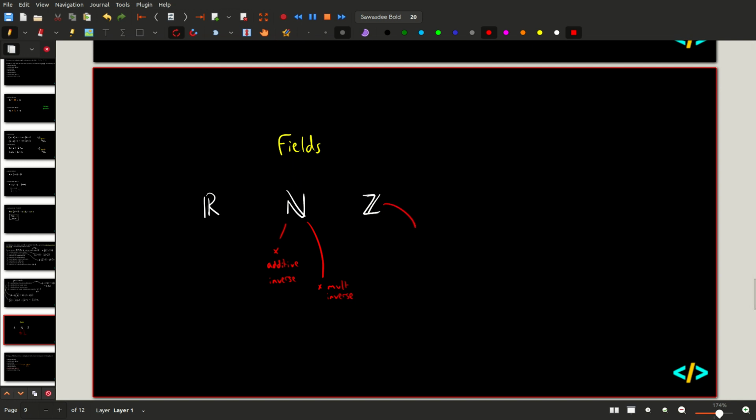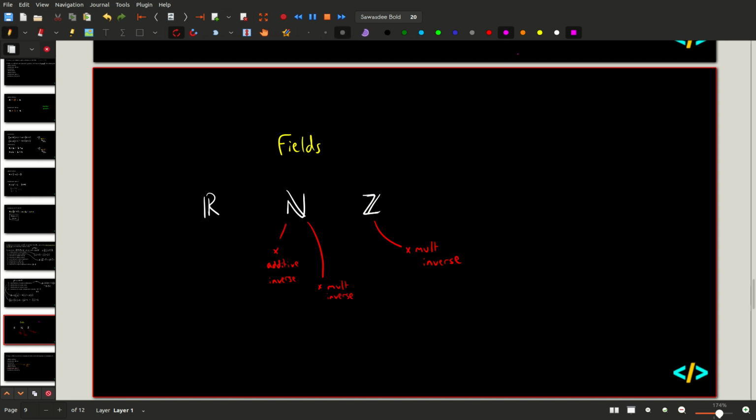We can't use integers. Why? We wouldn't be able to use integers. As Ollie said, we don't have a multiplicative inverse. We do have an additive inverse, because for any integer we take out of Z, we know its additive inverse would just be its negative.